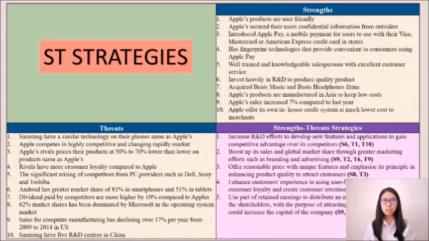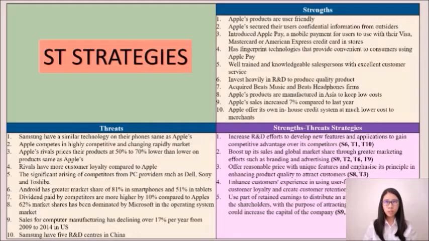I will proceed to ST strategy, which the firm will use its internal strength to reduce or avoid the impact of external threats. Firstly, Apple can increase R&D efforts to develop new features and applications to gain competitive advantage. This is referring to S6, T1, and T10, which using the advantage of R&D to avoid the impact of similar technology by competitor.